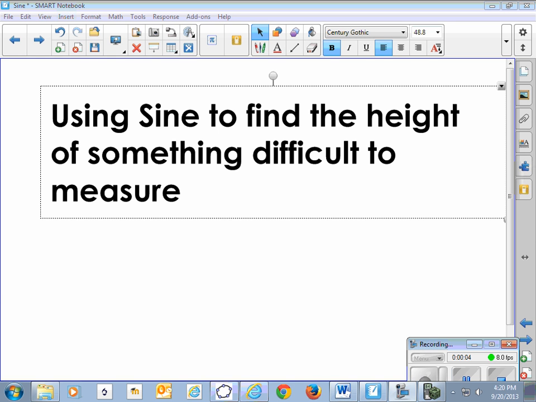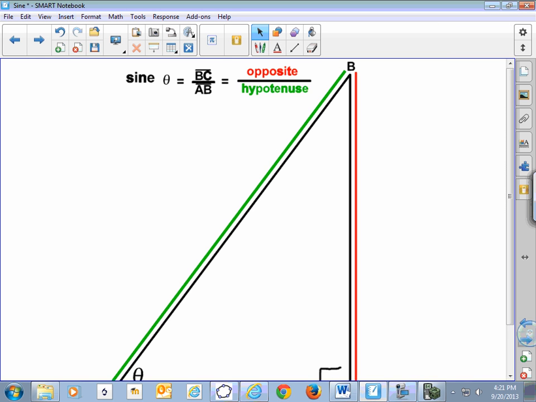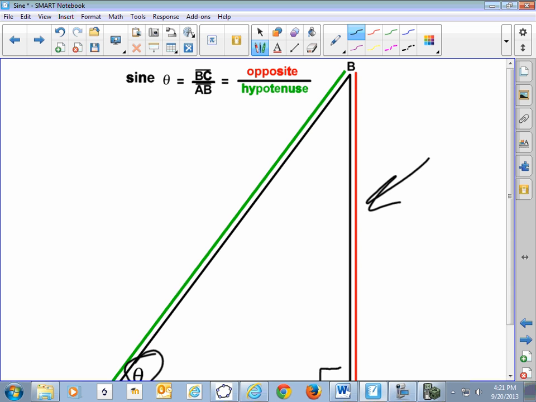This video clip will show you how to use sine to find the height of something difficult to measure. If you don't know what sine is, the sine of an angle is defined as the length of the side opposite. So here's the theta down in that corner, or that angle there.